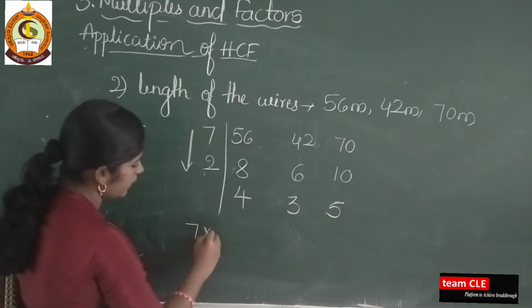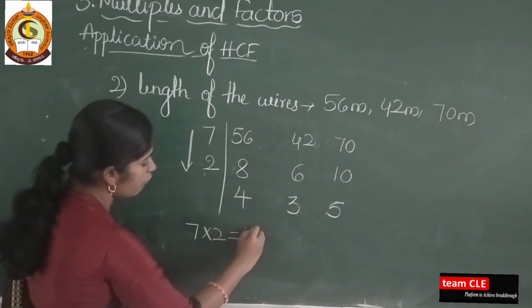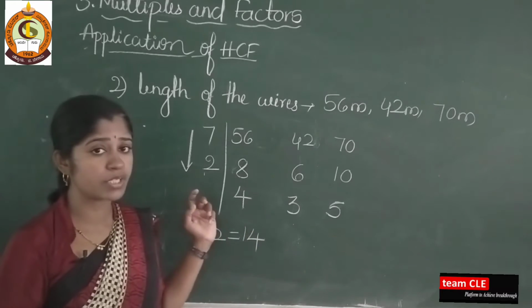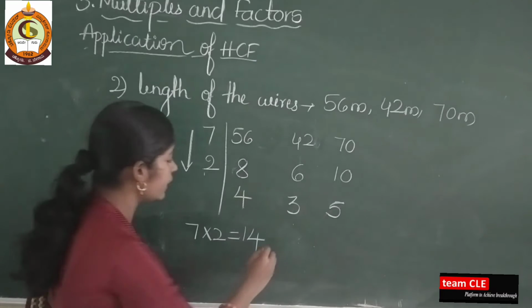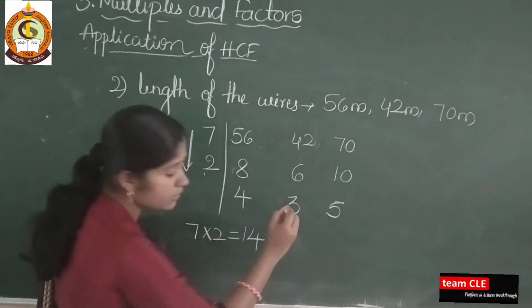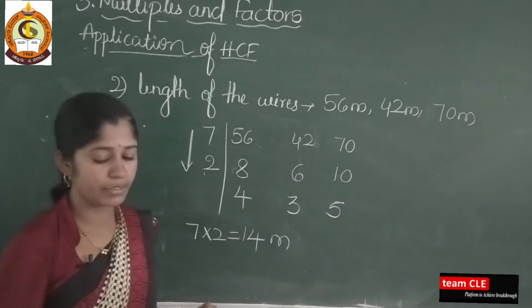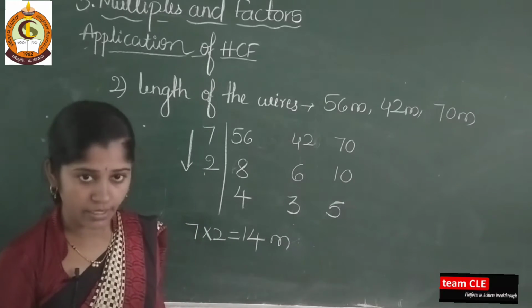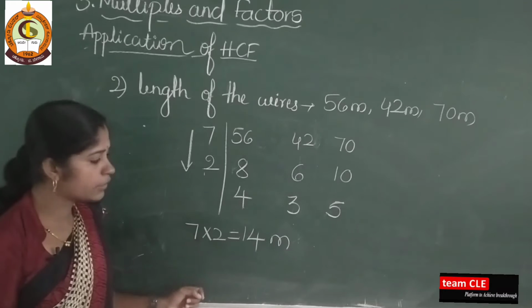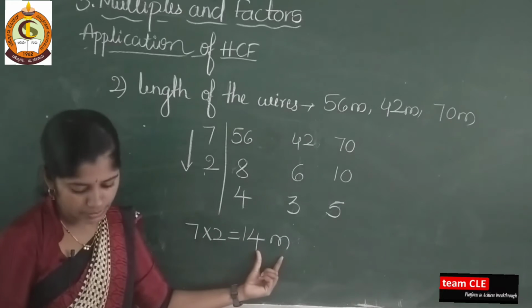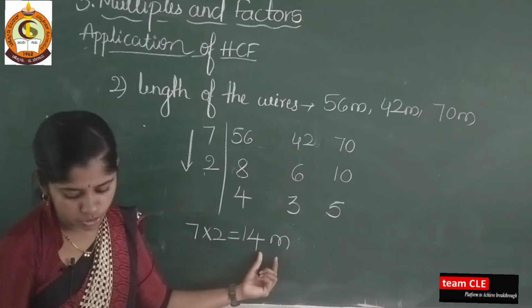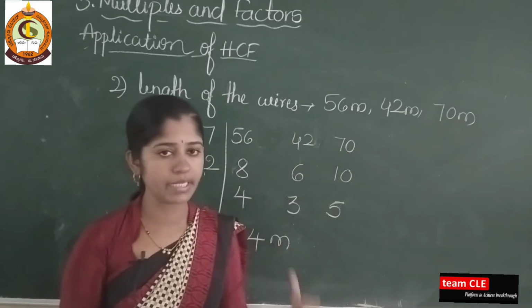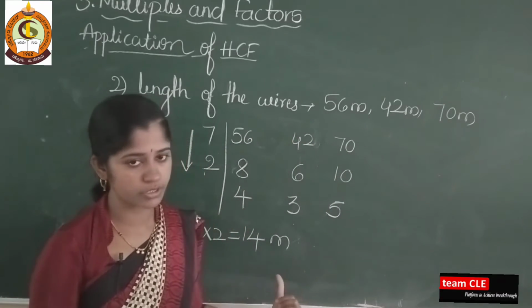So 7 into 2, 7 2s are 14. So the maximum length of the wire to measure these meters is 14 meters. I hope you are getting my point. Find the greatest possible length of the wire, and the greatest possible length of the wire is 14 meters, which can be used to measure exactly 56 meters, 42 meters and 70 meters. I hope you understood this.